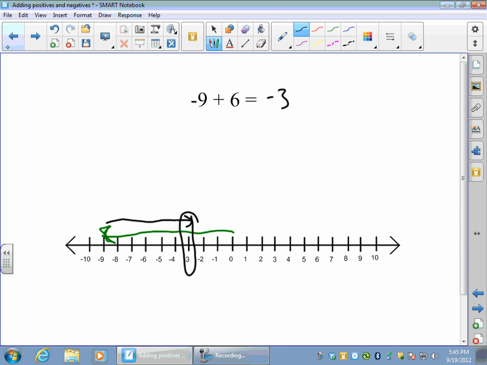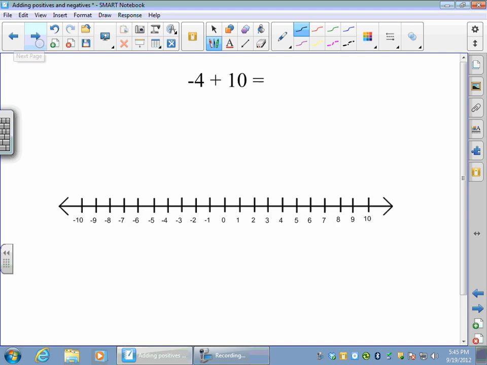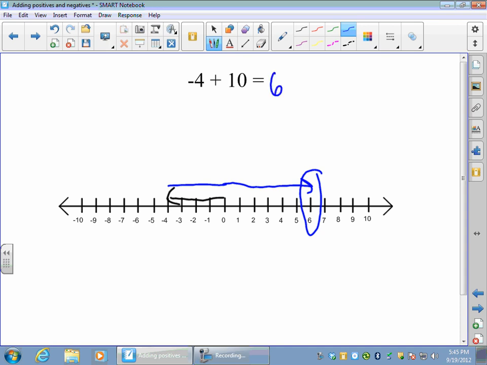Okay? So hopefully we're kind of getting the idea of what's going on here. We're going to do one more on a number line together. All right. Again, this one we're starting down in the negatives. We're starting down at negative 4. So we're going to the left 4. Then we're adding 10. So now we're going to go back to the right 10 places. So 4 places is going to get us to 0. We're going to go 6 more. And we end up at positive 6. So negative 4 plus a positive 10 is positive 6.